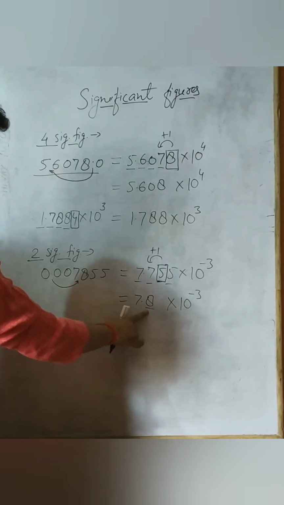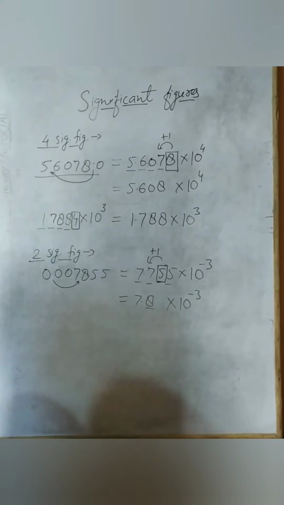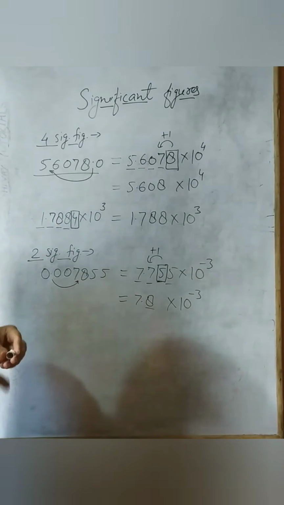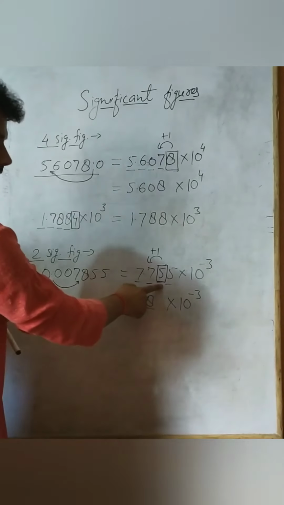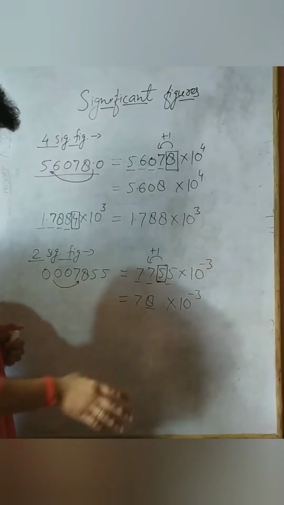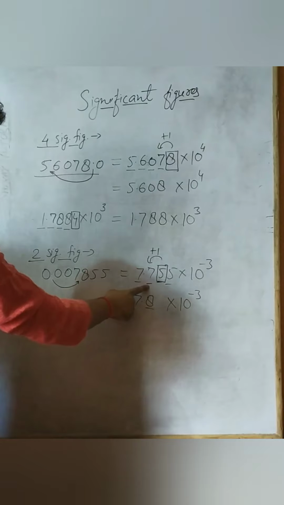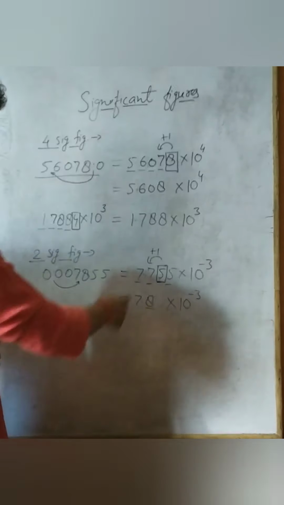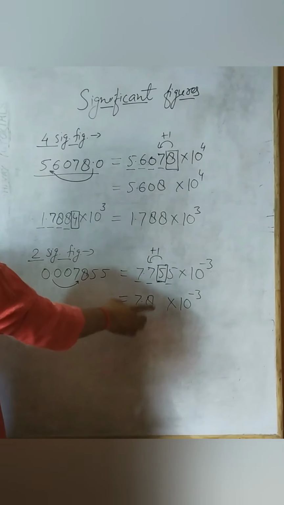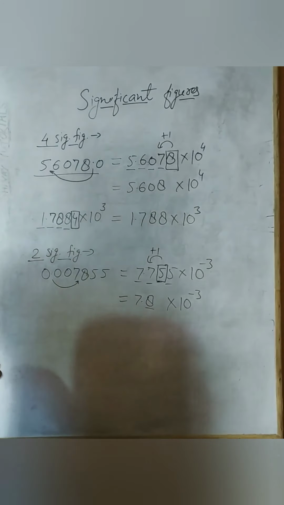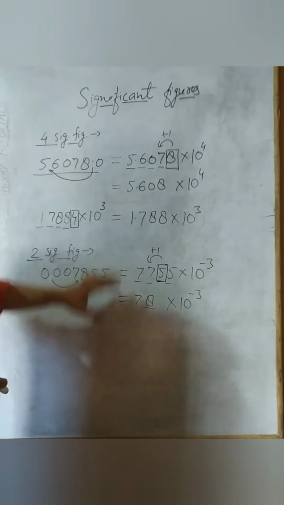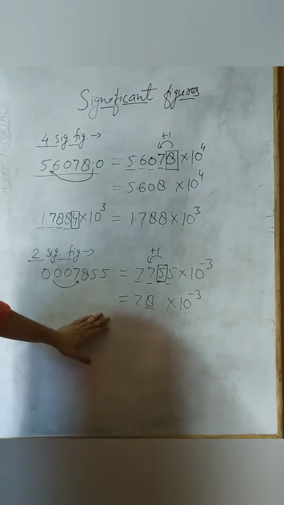And it will become 7.8. So the rule for 5 is, if we have to remove 5 and the preceding number is an even number, there is no change, the numbers will remain the same. If the preceding digit of 5 is an odd number, then we do plus 1 on that number and the answer will become in this way. So this is the use of significant figures in the calculations.